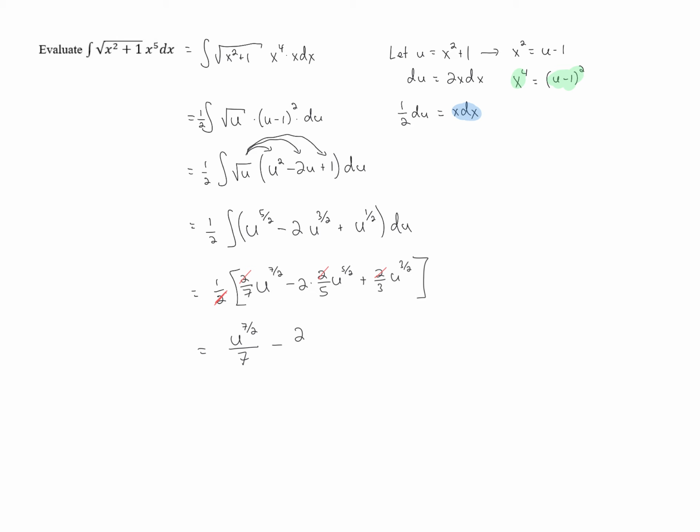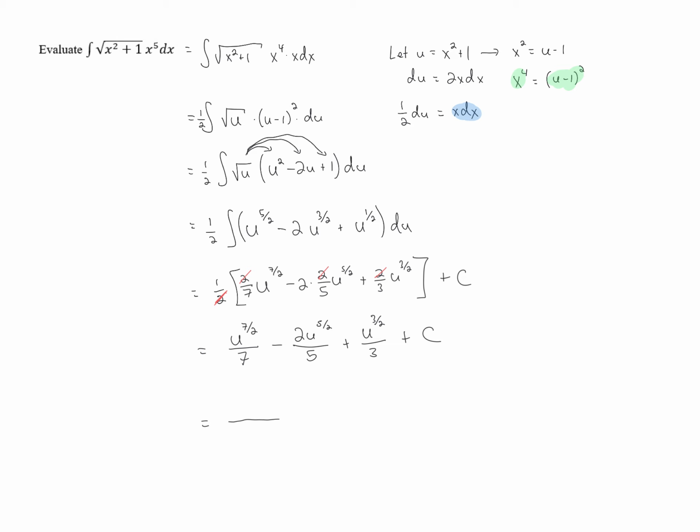minus 2u to the 5/2 over 5 plus u to the 3/2 over 3 plus our constant of integration, which I forgot in the last step. Shame on me. And then we can't leave our answer like that. We've got to put everything back in terms of x.